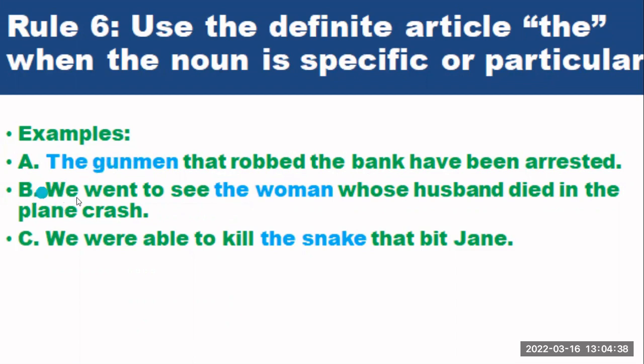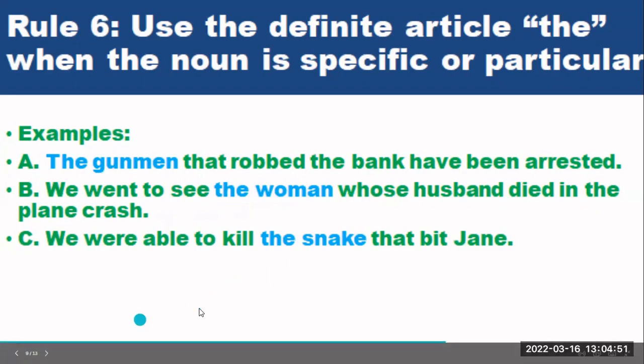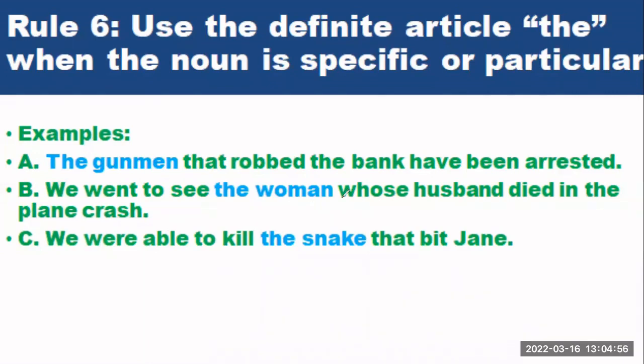Let's look at another example. We went to see the woman. Which woman? Whose husband died in the plane crash. Now, whose husband died in the plane crash makes this the woman specific. Now, you can see this is an adjectival clause, or if you like, a relative clause. And what it does is to define, to describe the person we are talking about. It tells us which one, so that makes that specific.